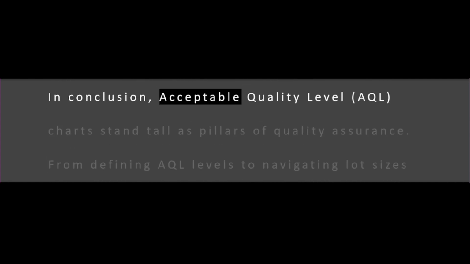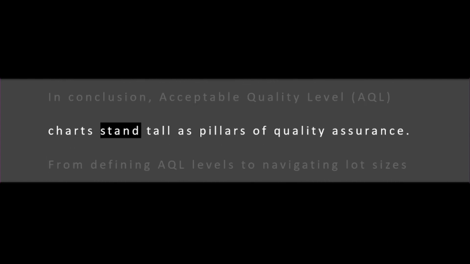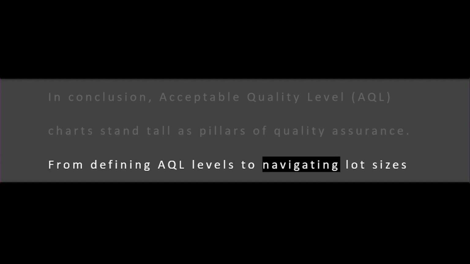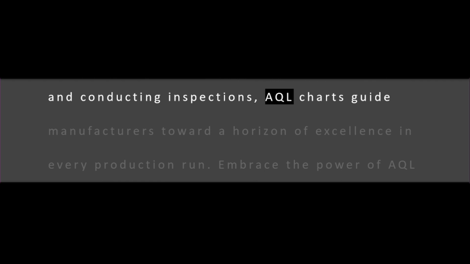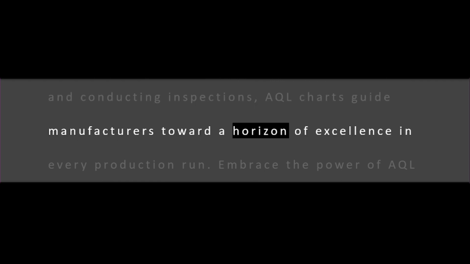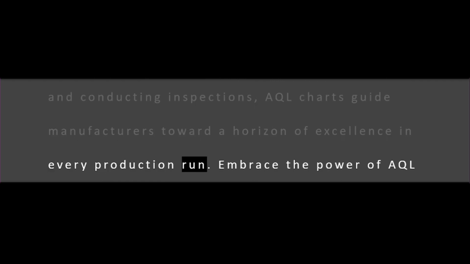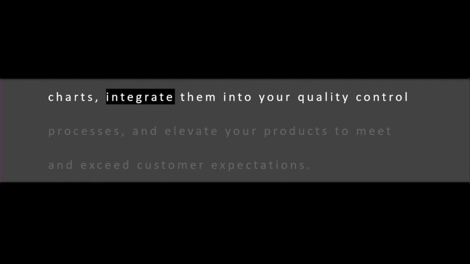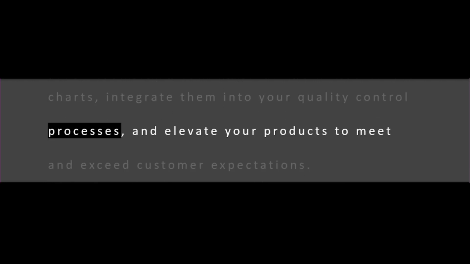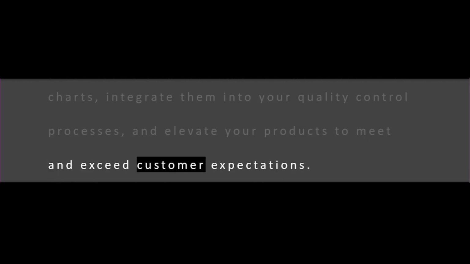In conclusion, acceptable quality level, AQL, charts stand tall as pillars of quality assurance. From defining AQL levels to navigating lot sizes and conducting inspections, AQL charts guide manufacturers toward a horizon of excellence in every production run. Embrace the power of AQL charts, integrate them into your quality control processes, and elevate your products to meet and exceed customer expectations.